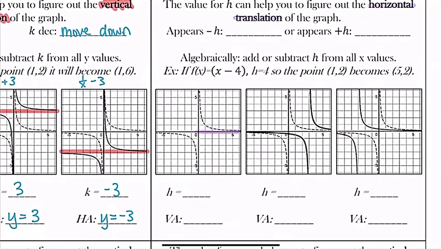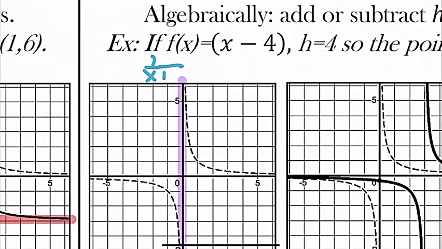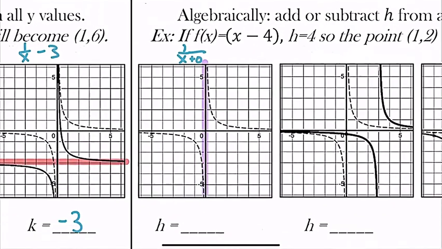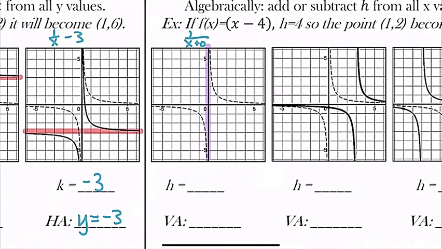So here is our parent function. Oops, sorry, look at me having the wrong thing. Here's our parent function right there, 1 over x. At the bottom, we just have an x. That's really x plus 0 at the bottom there. And that means that our h is 0. So our vertical asymptote is x equals 0. And for this one, when you're looking for the vertical asymptote, you're just going to look where it goes flat up and down instead of left and right. And that's going to give you the vertical asymptote.